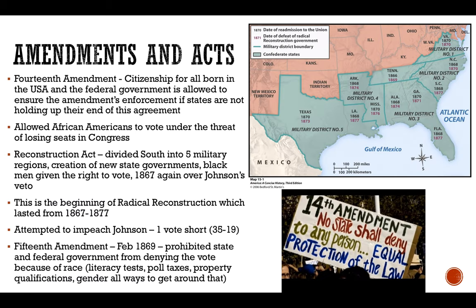There were several amendments and acts that we should also mention that came about during this time frame. The 14th Amendment, which is extremely important for us to know about, stated that citizenship for all born in the United States and the federal government is allowed to ensure the amendment's enforcement if states are not holding up their end of agreement. So this meant that citizenship was granted to everyone who was born here, and the federal government was allowed to tell the states what to do in this case, basically. And they were allowed to essentially force the states to comply with the law.